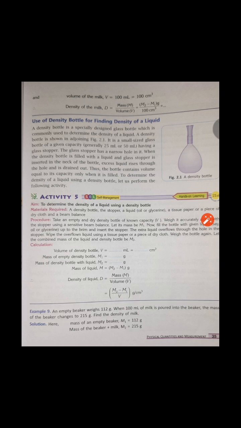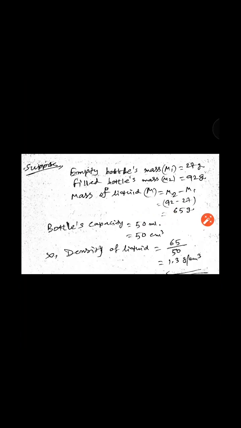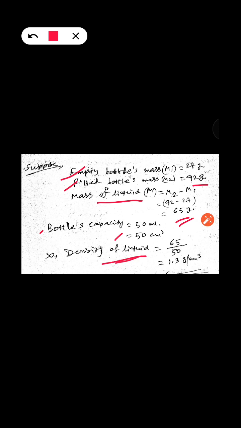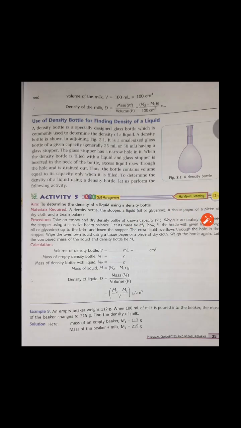Activity 5. Suppose the empty bottle's mass m1 is 27 gram and the filled bottle's mass m2 is 92 gram. Now the mass of the liquid is m2 minus m1, that is 65 gram. The bottle's capacity is 50 ml or 50 cm³. So the density is 65 by 50, which is 1.3 gram per cm³. Similar numericals are given on pages 35 and 36. Practice those carefully.